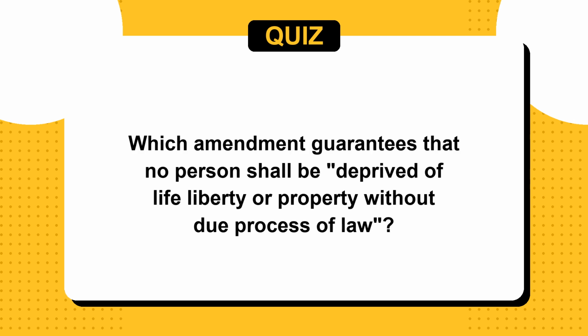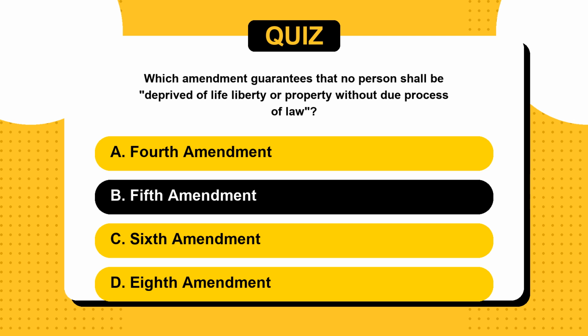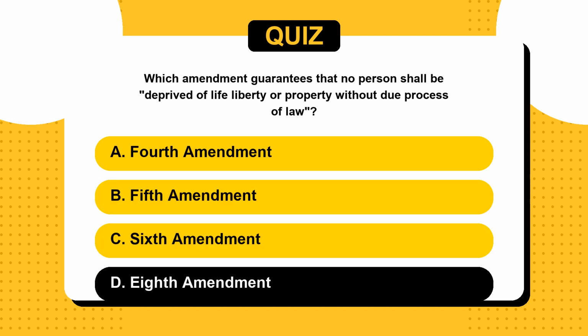Next question. Which amendment guarantees that no person shall be deprived of life, liberty, or property without due process of law? Is it A, Fourth Amendment? Or B, Fifth Amendment? C, Sixth Amendment? Or D, Eighth Amendment?